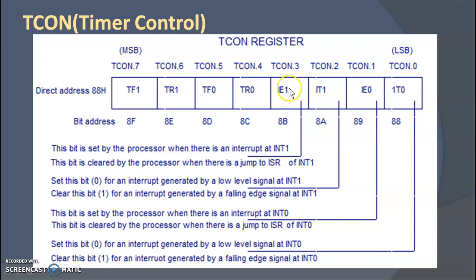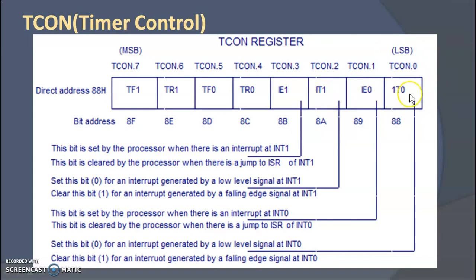Then the next one is IE bit. This is set to 1 whenever there is an interrupt at interrupt 1, and whenever that interrupt is processed by the microcontroller, it is automatically cleared by the microcontroller itself. Similarly, whenever there is an interrupt at interrupt 0, this IE0 bit will be set, and whenever that particular subroutine is processed, it is cleared by the controller or the processor.